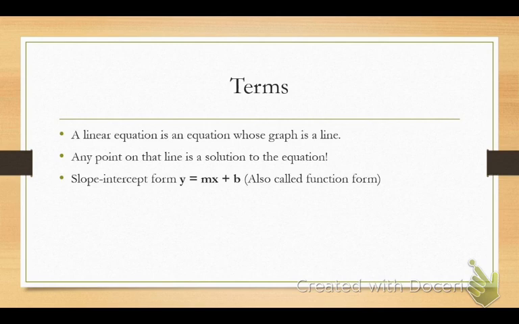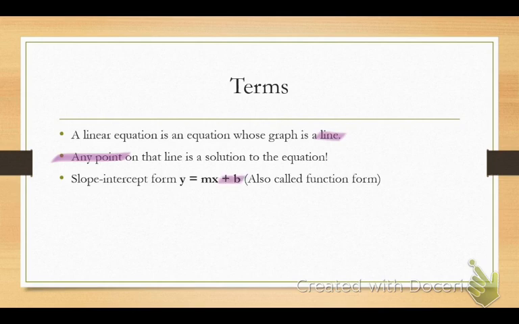So a couple things you need to know. A linear equation is an equation whose graph is a line. So on this test next Wednesday, when you're graphing these, if you graph it and it doesn't form a straight line, you did something wrong. That's a very easy way that you could check to see if your answer is correct. And this is what I'm going to show you when we graph our first one: any point, not just the ones that you plotted, but any point on that line is a solution to the linear equation.